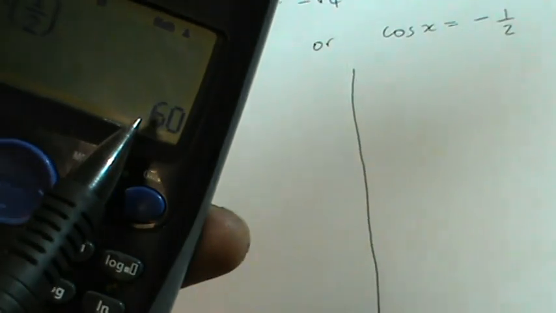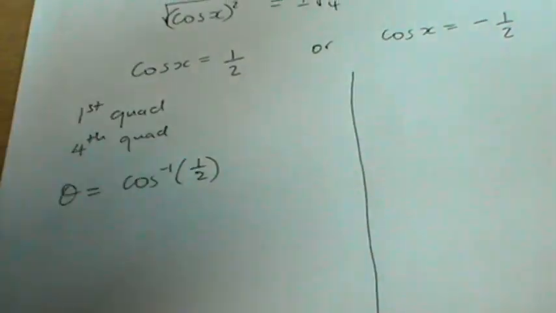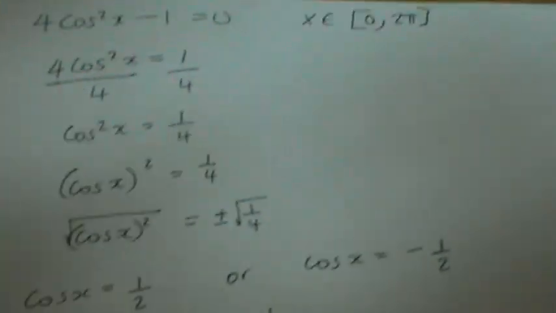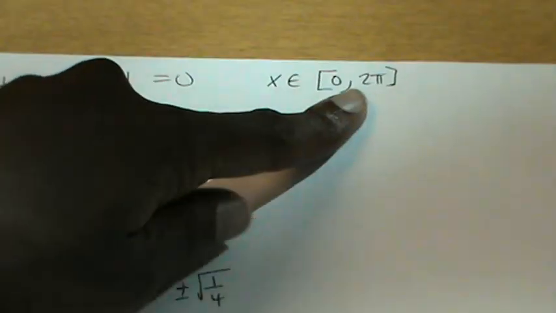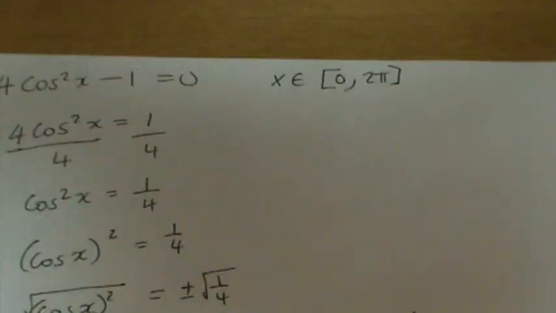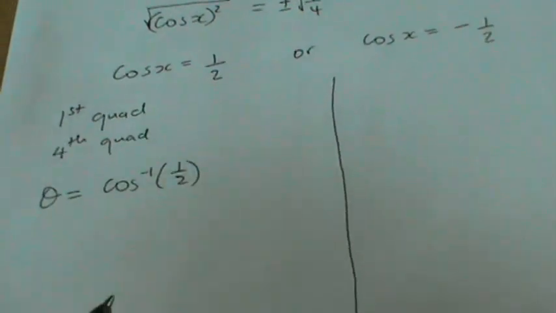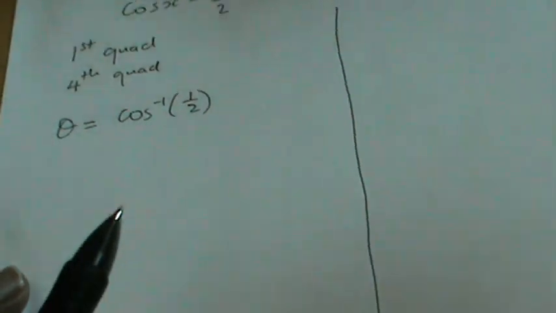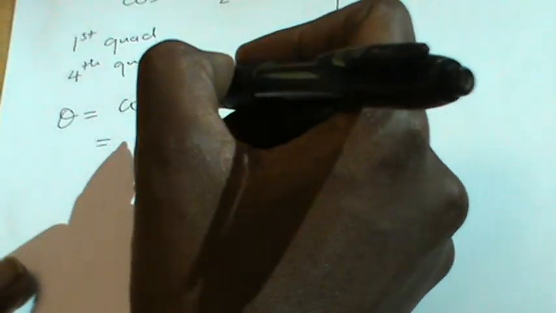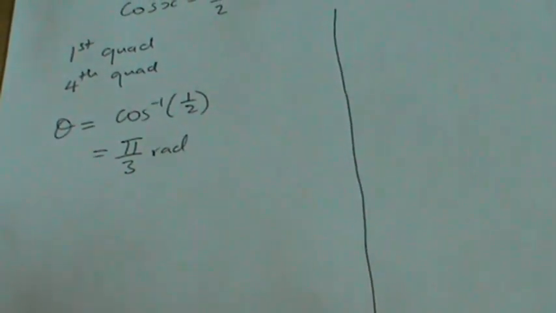I get 60, but you need to remember the question said x must be from 0 to 2 pi. This is in radians, so the answer for theta that you give should also be in radians. So here I will say theta is equal to 60 degrees, which is equal to pi over 3 radians. So I have my reference angle.